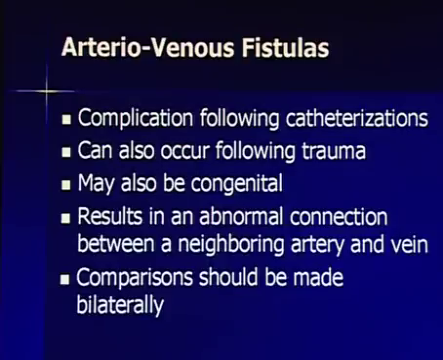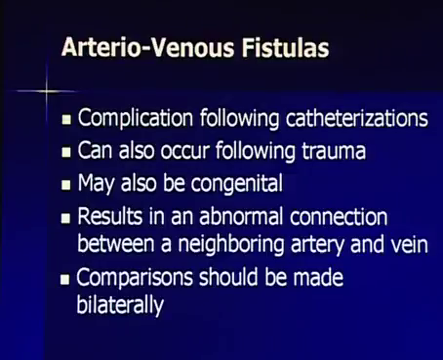Now, another pathology we can see are arteriovenous fistulas. Again, this can follow a traumatic injury or cannulation or catheterization. Sometimes arteriovenous fistulas can be congenital. In this case, they're usually called arteriovenous malformations. And this is just an abnormal connection between an artery and the companion vein next door.